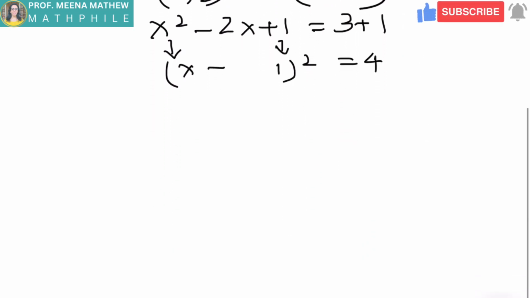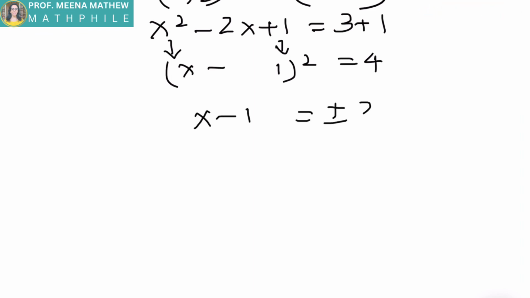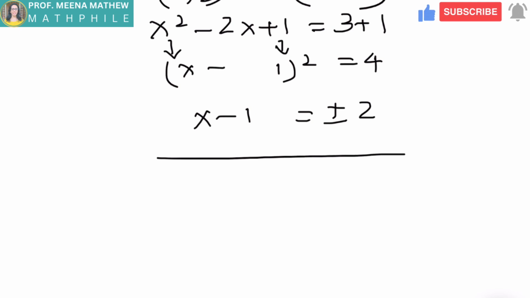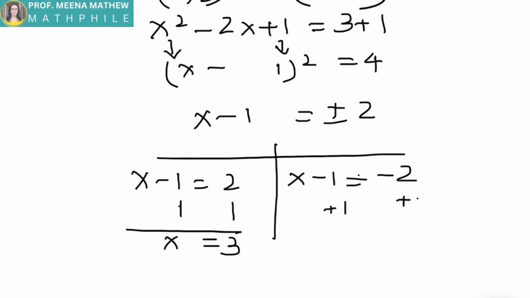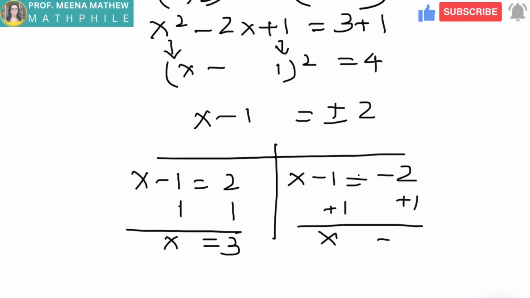Take the square root of both sides, that is x minus 1 equals positive or negative 2. Again we have two solutions to solve for x. x minus 1 equals 2, and x minus 1 equals negative 2. Add 1 to both sides, we will get x equals 3, and positive 1 here, again positive 1, we will get x equals negative 1.